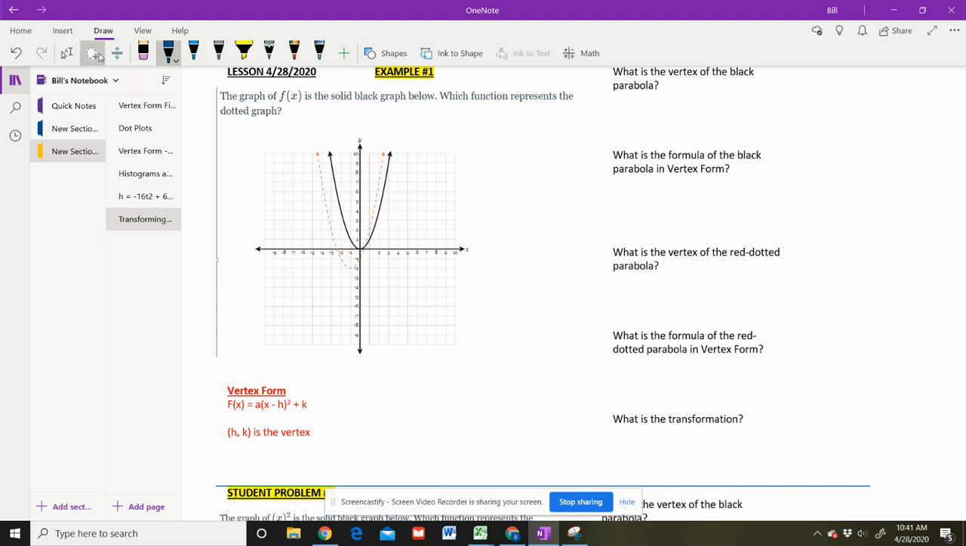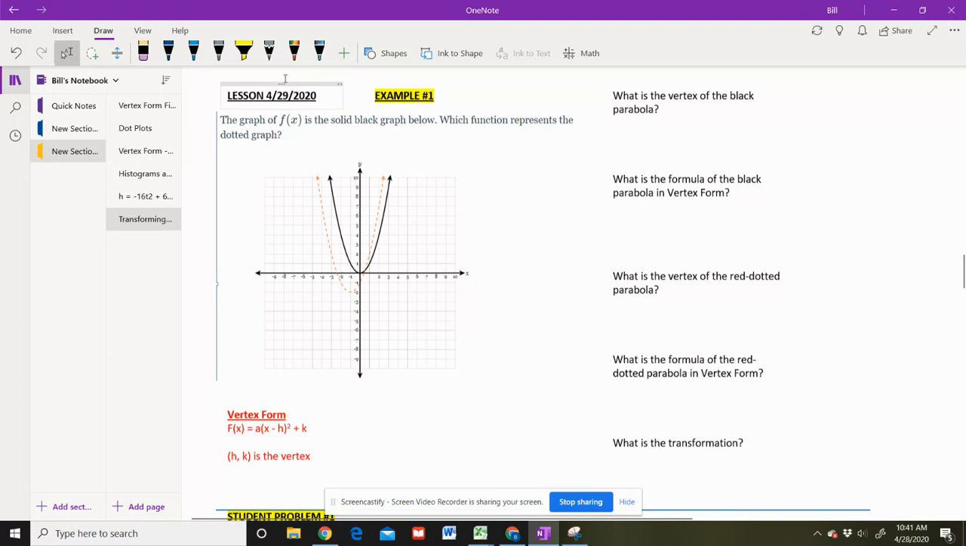All right, so we're going to start on our lesson for Wednesday, 4/29, 2020. Basically, we're going to continue on with transformations for our parabola or quadratic equations. In our video yesterday, we shifted our parabolas left or right, and we also shifted them up or down. With what we're doing today, we're going to shift them left or right and up or down, and figure out our equation from that, okay?